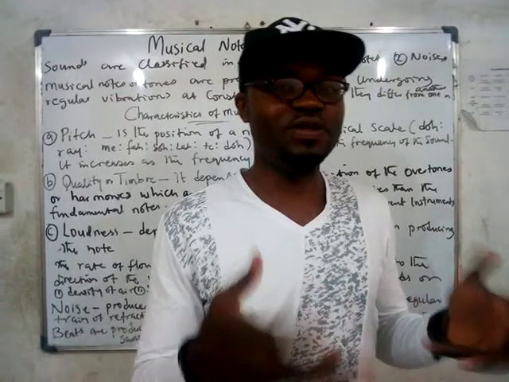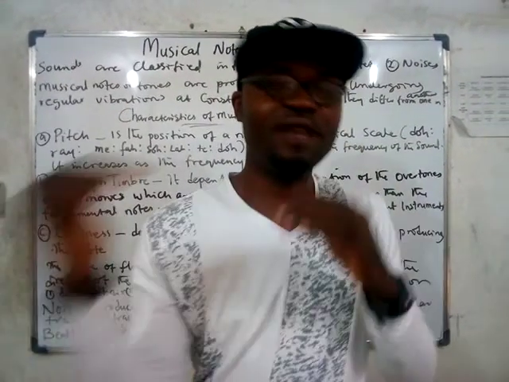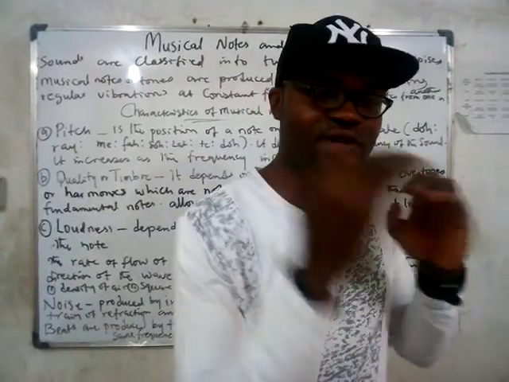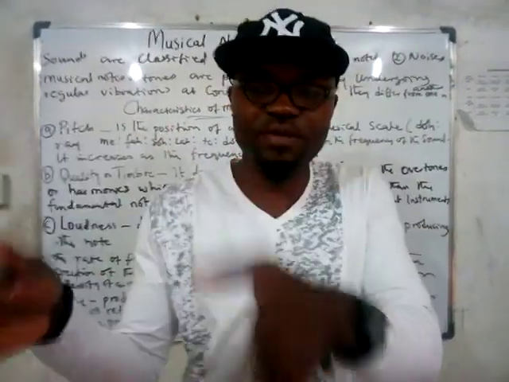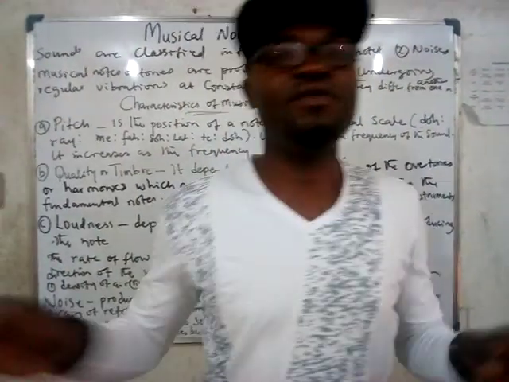How do we produce a musical note? When we have regular vibration from mediums. When the sound produced by mediums has regular vibrations. But when there is irregular vibration, we have what we call noise.